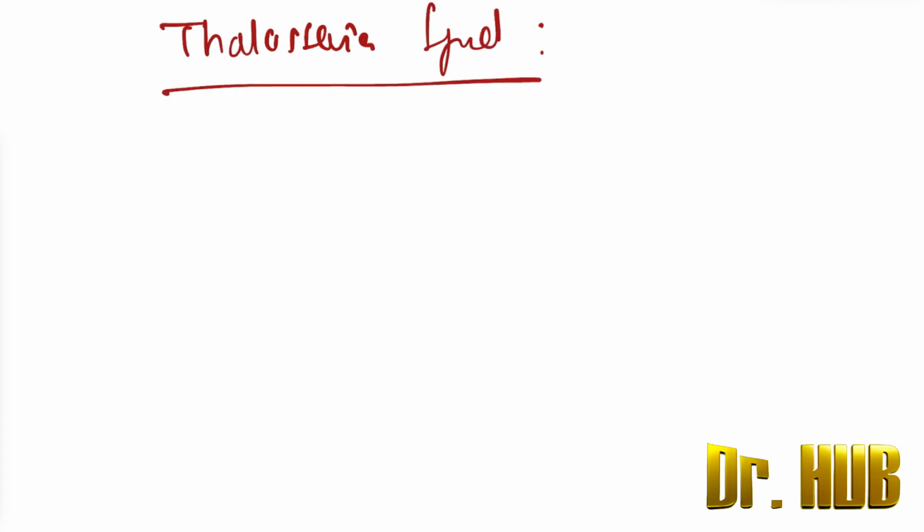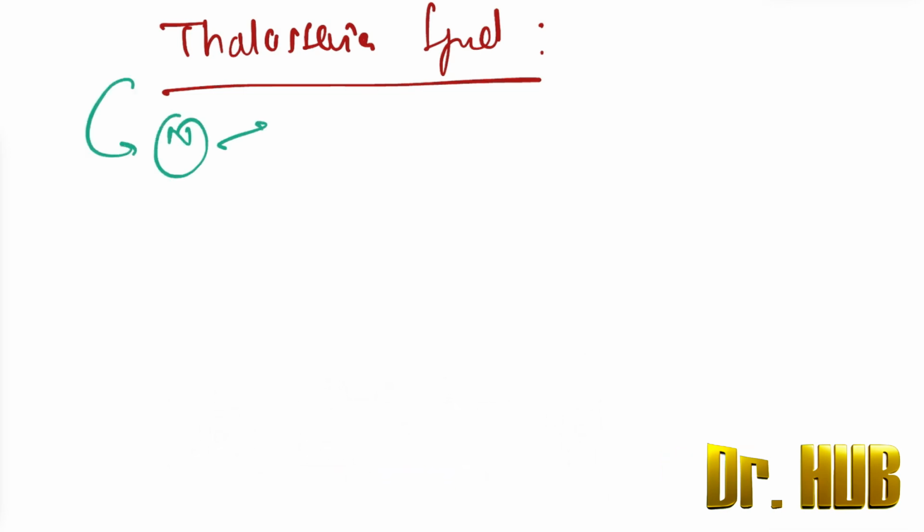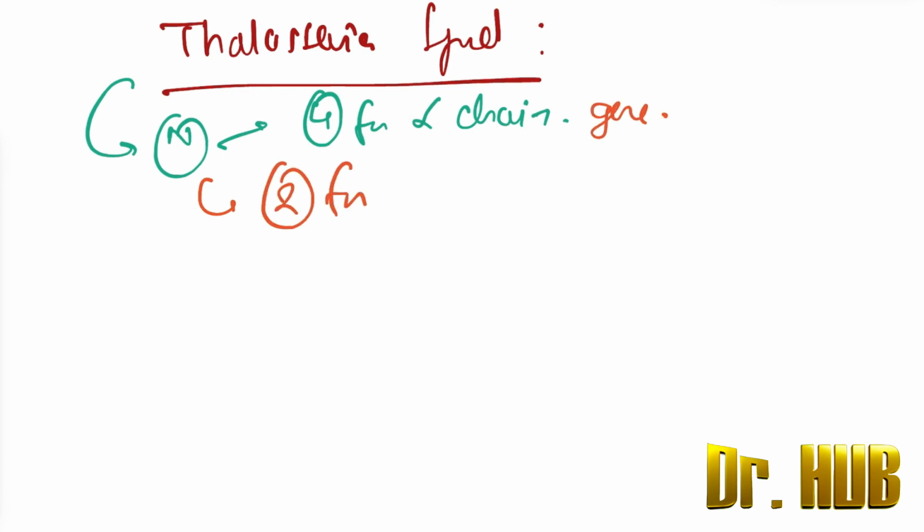Firstly, normally each individual carries 4 functional alpha chain genes. This is the alpha chain gene. Next, they contain 2 functional beta chain genes.